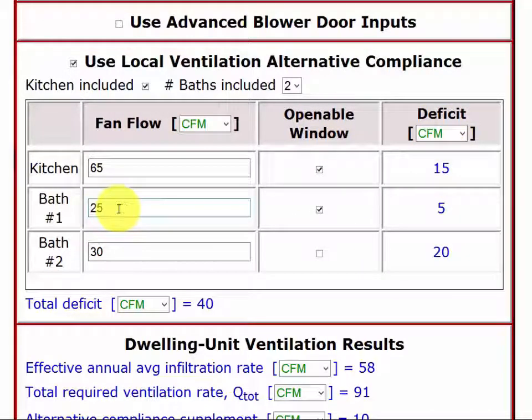Bath number 1, I measure it. It has a fan flow of 25 CFM. Bath number 1 has an openable window. It has a total deficit of 5 CFM. Bath number 2, I measure the fan. It has a CFM of 30. No openable window because it's on the interior of the house. Therefore, it has a deficit of 20. And the entire deficit, all of these added together, adds up to 40 CFM.